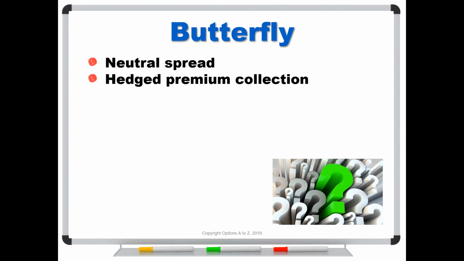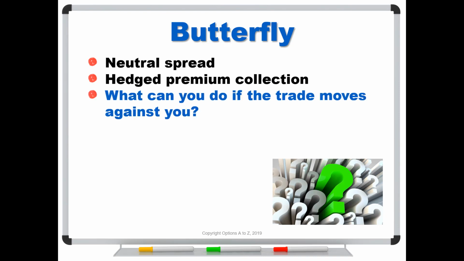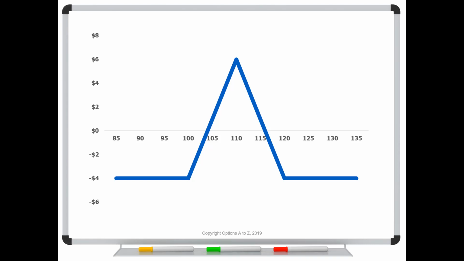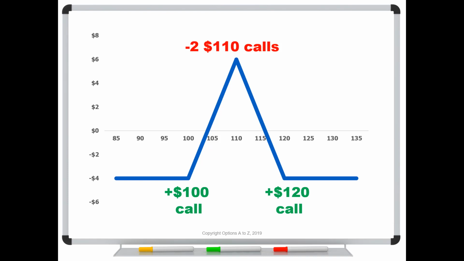But, as we all know, the market rarely ever seems to cooperate with exactly what we think is going to happen. So what can you do if the trade moves against you? Here's where the morph can come in. So this is the profit and loss diagram for a typical butterfly. And for this example, I'm going to assume that we are long the $100 call. We're short 2 of the 110 calls, and we are long 1 of the 120 calls.